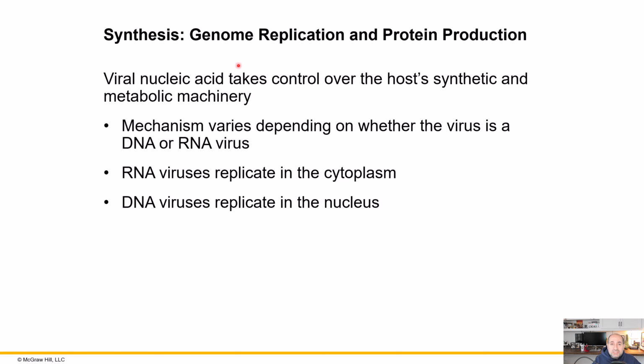This includes genome replication, copying the genome, and protein production, making the proteins of the virus. The viral nucleic acid takes control over the host's synthetic and metabolic machinery, and the way this occurs varies depending on whether we're talking about a DNA virus or an RNA virus. Because RNA viruses replicate in the cytoplasm, while DNA viruses replicate in the nucleus.